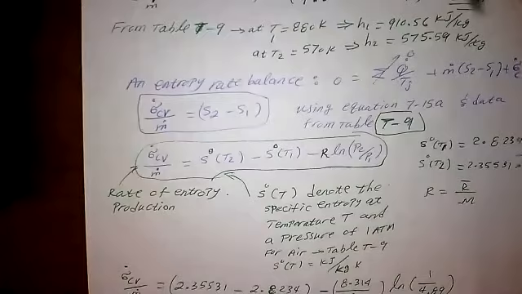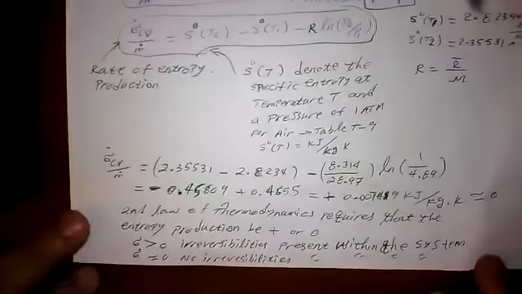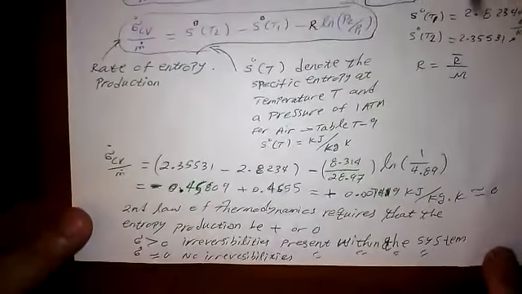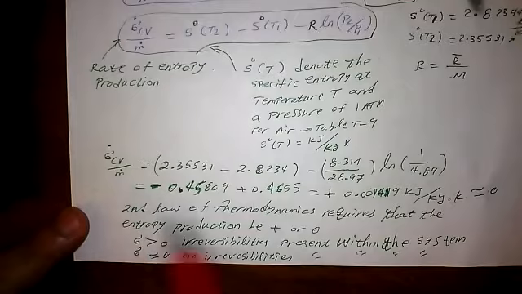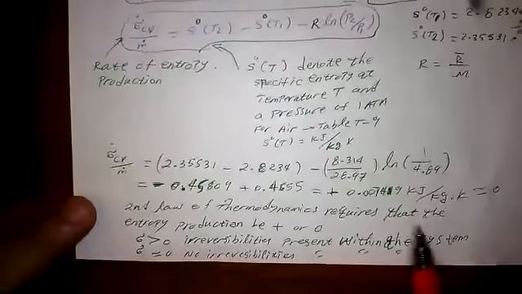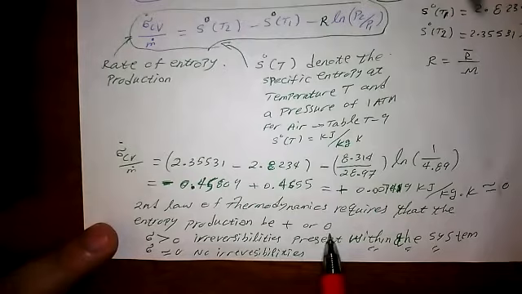So you have a very small number, approximately... I'm sorry, I should just go a little bit higher here, okay? So when you do this analysis, you get the entropy production approximately zero. And that is the confirmation of the second law of thermodynamics, okay? That confirms the second law of thermodynamics that requires that the entropy production be positive or zero.